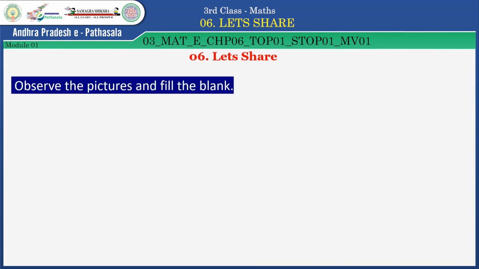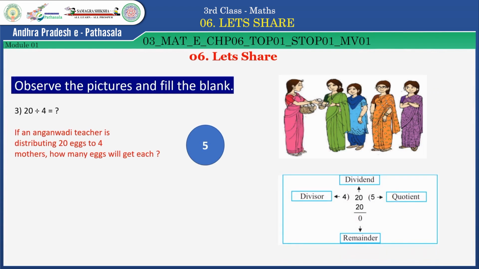Observe the picture and fill the blanks. 20 divided by 4. If an Anganwadi teacher is distributing 20 eggs to 4 mothers, then how many eggs will each mother get? That is 20 divided by 4. Clearly here the dividend is 20 and the divisor is 4.